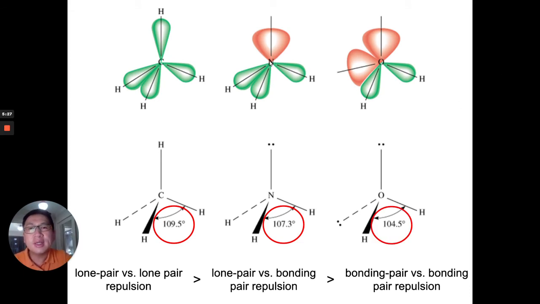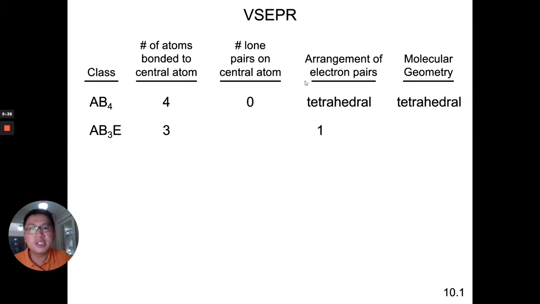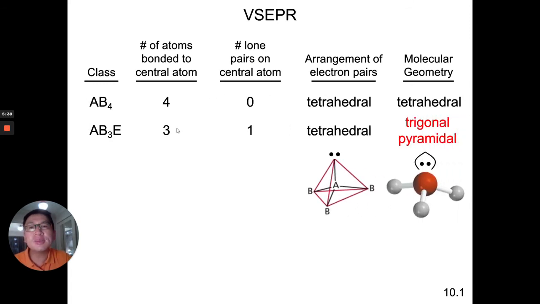Let me go back a second, because there was an example right here. NH3, ammonia. If you drew the Lewis dot structure, there's 3 bonded atoms and 1 lone pair. That shape here is trigonal pyramidal. So the shape of 3 bonded atoms, 1 lone pair, is trigonal pyramidal.